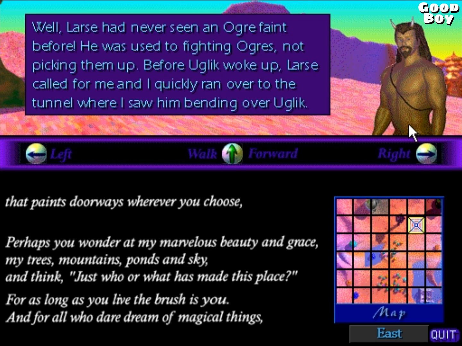Well, Lars had never seen an ogre faint before. He was used to fighting ogres, not picking them up. Before Ooglik woke up, Lars called for me and I quickly ran over to the tunnel where I saw him bending over Ooglik.